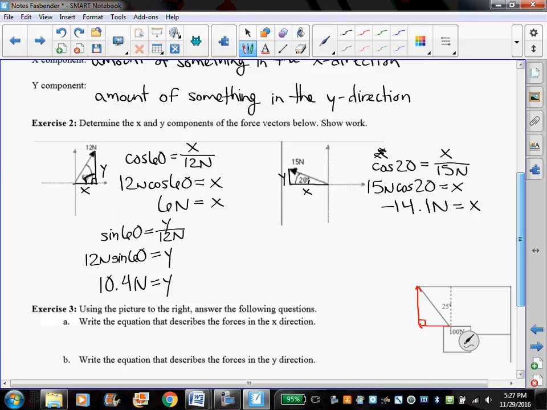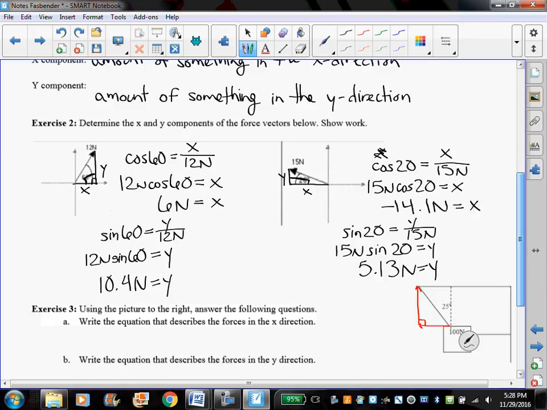Then for the y component, that is the opposite side from my 20 degrees, so I'm going to use sine of 20 is equal to y divided by 15 newtons. So 15 newtons times the sine of 20 will give me y. And we end up with 5.13 newtons as our y component. And that one is positive because it looks like that y is going up.